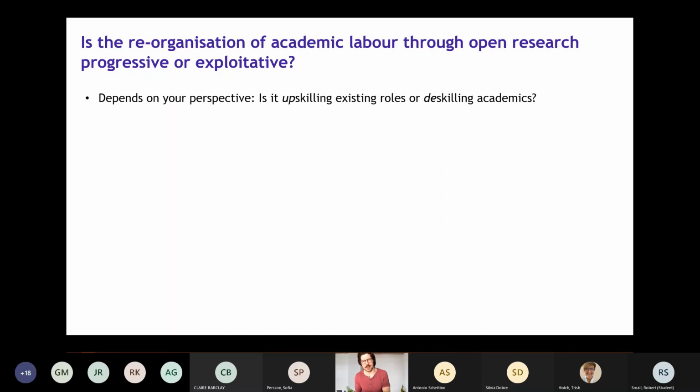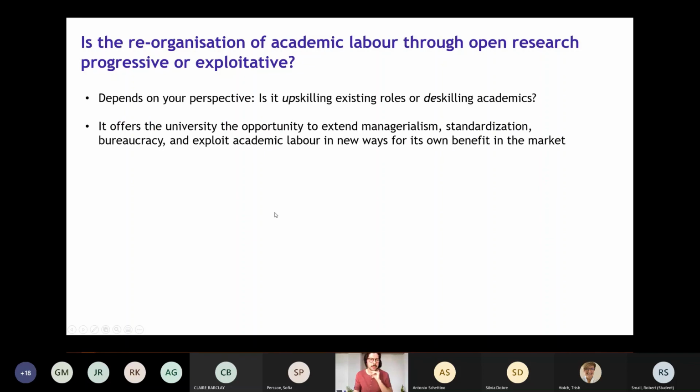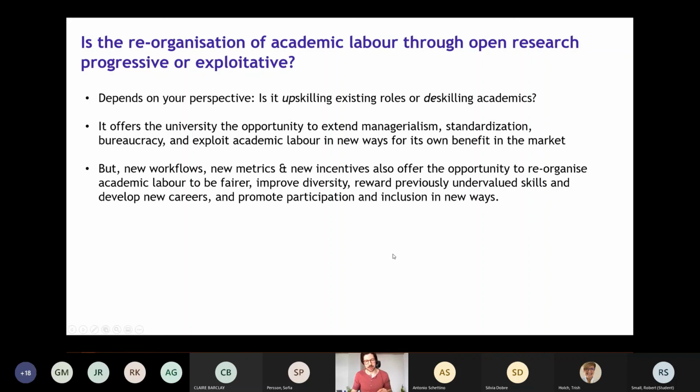Or is it de-skilling the all-round academic by saying, well, actually, you're not quite as important to this process as you thought you were, because we've got this other person to do this bit of the job, and you don't actually need to know how to do that anymore. So it offers the university the opportunity to extend managerialism, standardization, bureaucracy, and exploit academic labour in new ways for its own benefit of moving up university rankings. But it also doesn't have to be like that. It could offer the opportunity to reorganize academic labour to be fairer, improve diversity, reward previously undervalued skills, and develop careers and promote participation and inclusion in new ways.